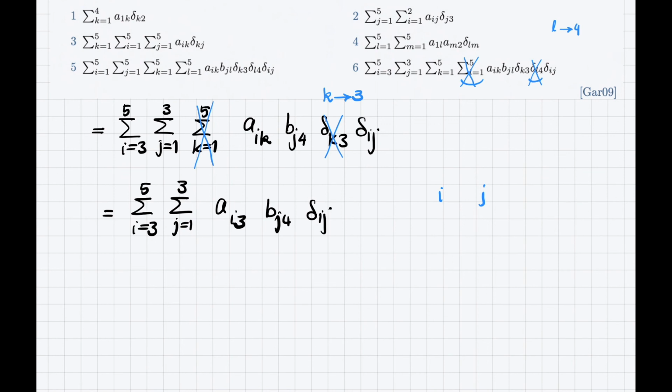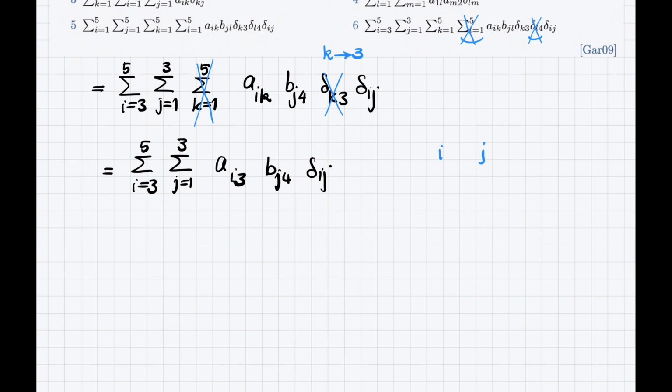But this can be only done if the second index, which is i in this case, is in the range. But this is not always the case, because you see the index i runs from 3 to 5. If this i happens to be 3, then it is in this range. But if i is 4 or 5, then it is not in this range. So this is not as simple as before to eliminate them. So I need to consider two cases.